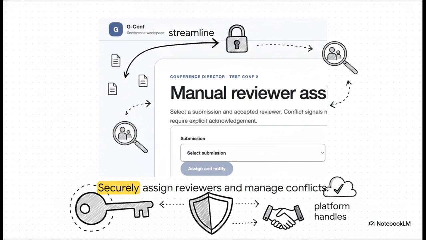And we all know reviewer assignment is notoriously tricky, right? Well, here it's totally streamlined. The platform securely handles reviewer invitations and manual assignments for you. Reviewers are strictly limited to accessing only the specific papers they've been assigned. It completely eliminates those cross-access conflicts that can cause so many headaches for organizers.